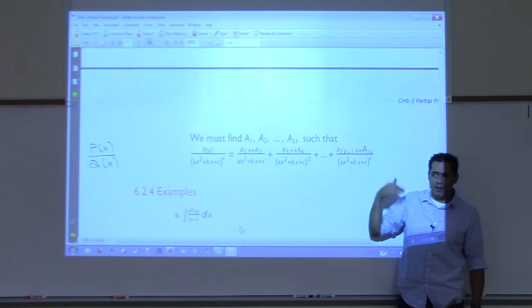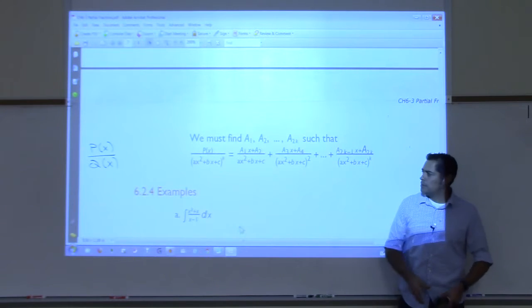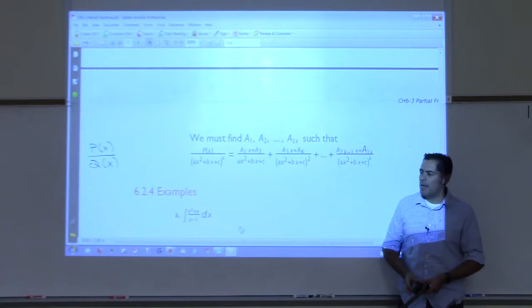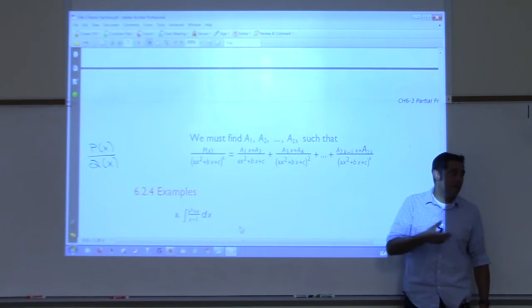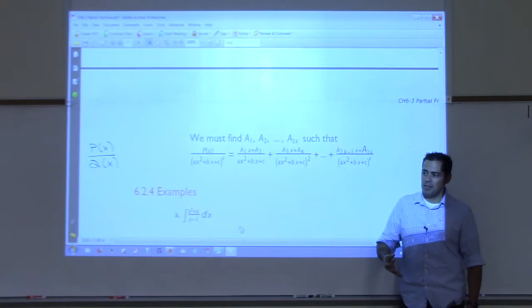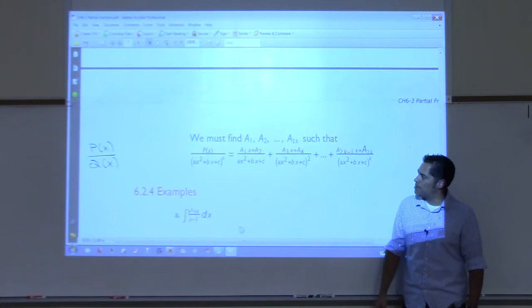Do you kind of see a pattern here? And that's where we end. We don't go any further than irreducible quadratics. Because you could have cubics now, right? Third degrees on the bottom, but we don't mess with them.